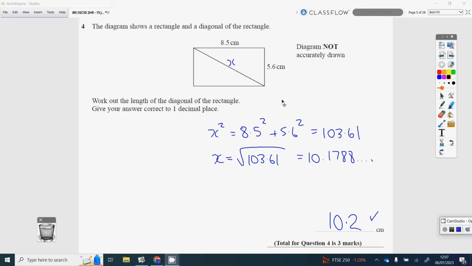So using Pythagoras, x squared equals 8.5 squared plus 5.6 squared. Popping that into a calculator, we get 103.61. How do we undo a squaring? We square root. The square root of 103.61 is 10.1788..., which to one decimal place is 10.2.